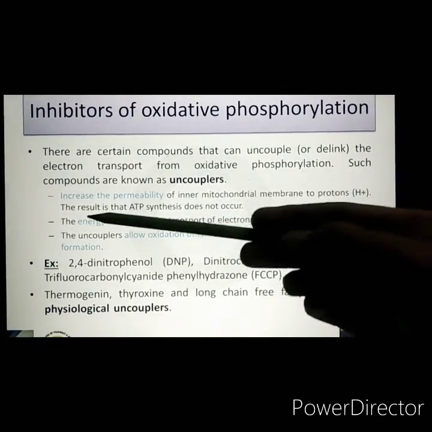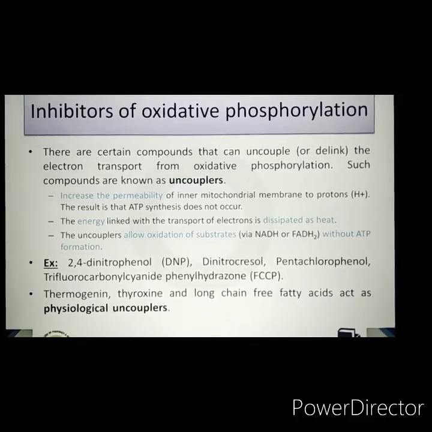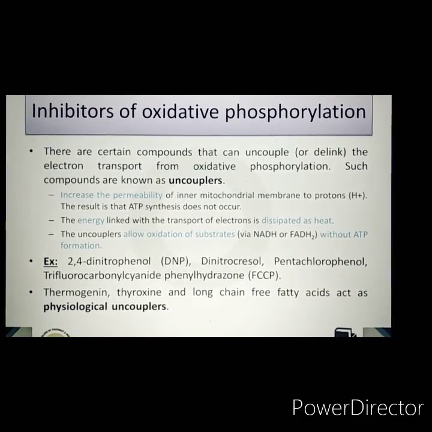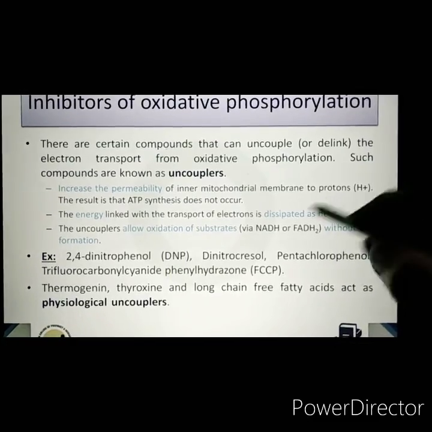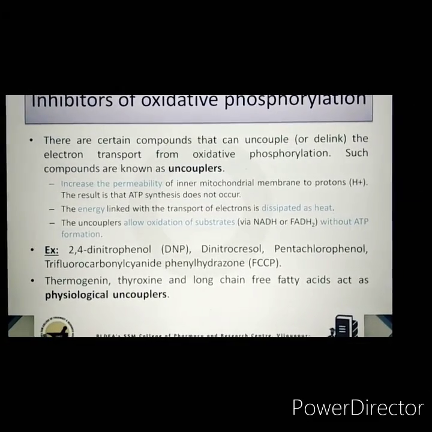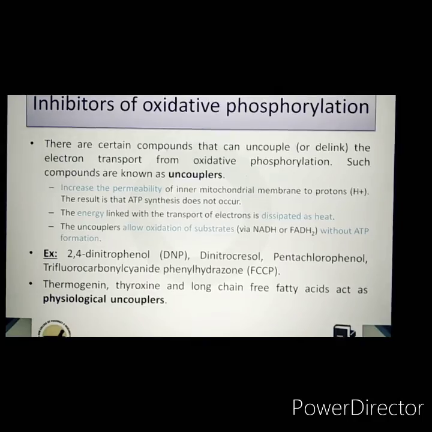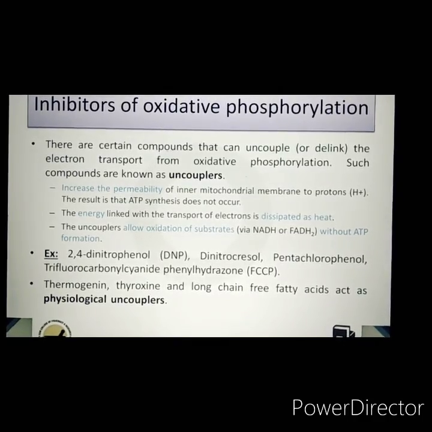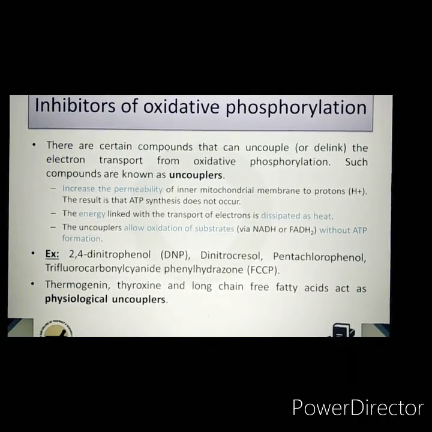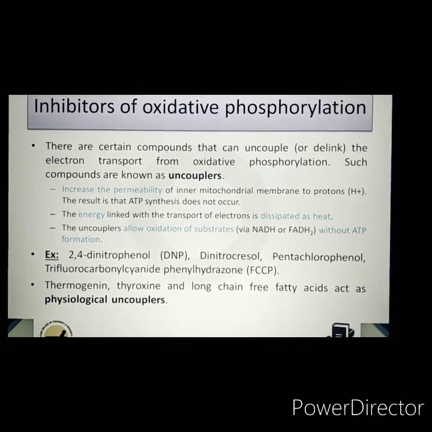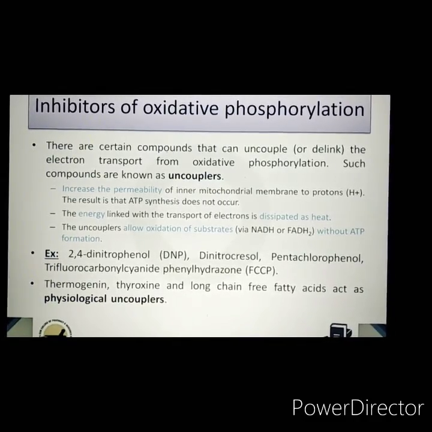Second, whatever energy is generated during the transfer of electrons from one complex to the other during ETC is dissipated as heat. There is no capture of energy for transfer of protons, and whatever energy is being released is directly liberated as heat.